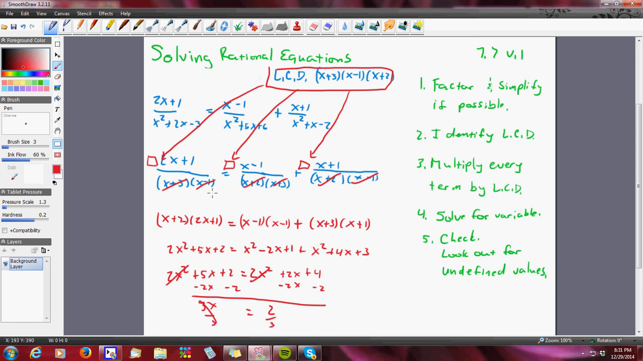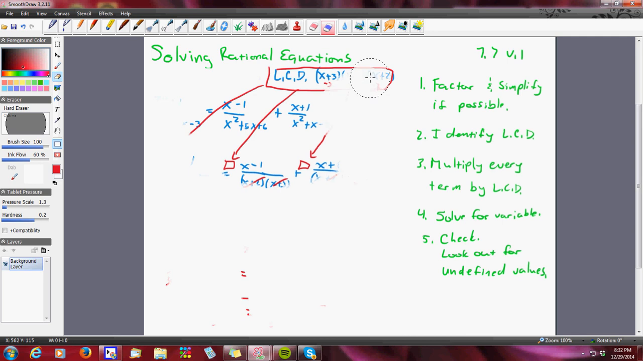The nice thing is, because I did all this factoring, I know that the values that could not work would be -3, because -3 plus 3 would equal 0, a +1, because that would equal 0, and a -2. That was a pretty crazy problem. I'm going to do one last one because I have a little bit of time, not much.